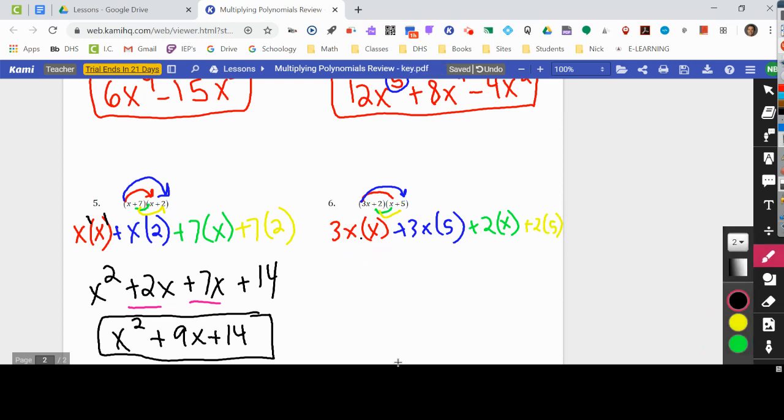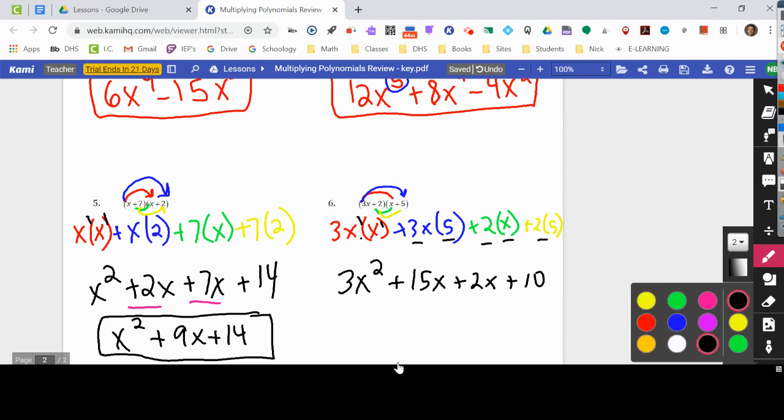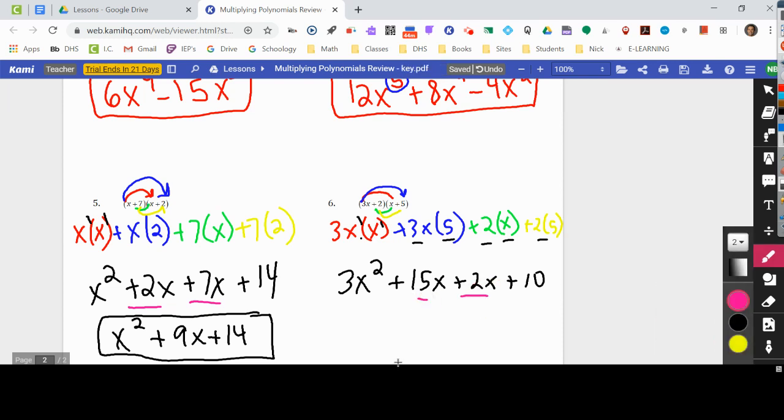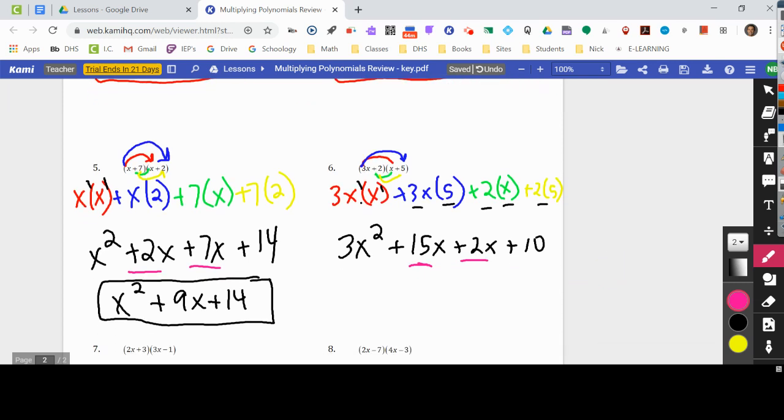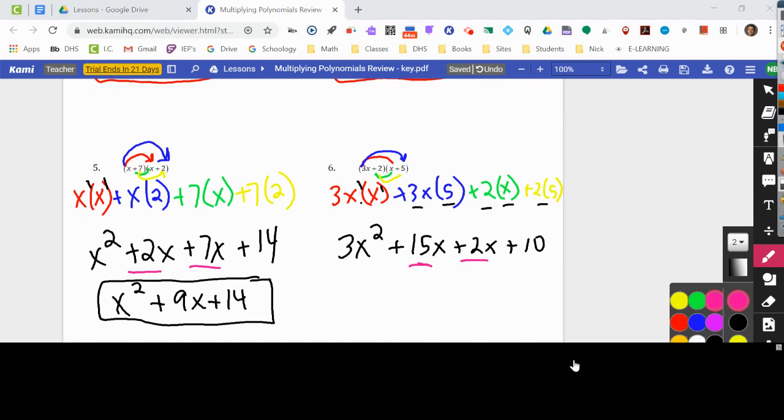And now I'm ready to do some simplifying. X to the first times x to the first becomes 3x to the second power. 3x times 5 is a positive 15x. 2 times x, positive 2x. 2 times 5, positive 10. And we got our like terms here, a 15x and a 2x. I can just add those together. And when I add like terms, this is where I do not touch the exponents. So this becomes 3x to the second plus 17x plus 10.